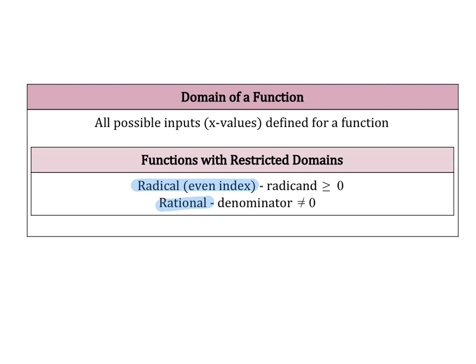So this will create a domain restriction. Essentially, just remember that we're going to be setting our radicand greater than or equal to 0, because you can't take the square root of a negative number.